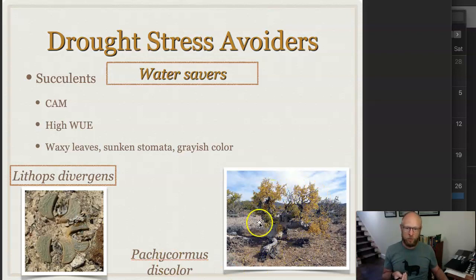I also have this one here. This is a type of elephant tree. I just want to point it out because I think about succulents a lot as being green, like a cactus, but there are woody species that can also store lots of water in their trunks. So it doesn't always have to be a green stem. It could be a woody stem like this.